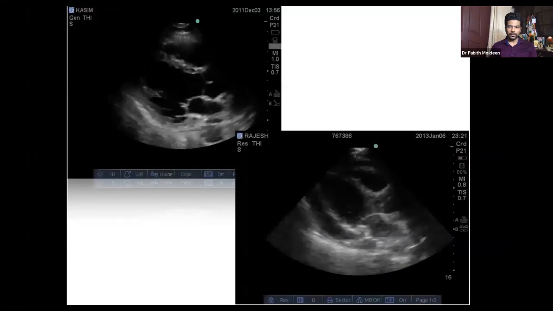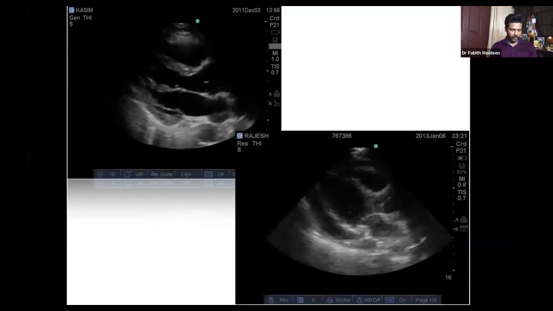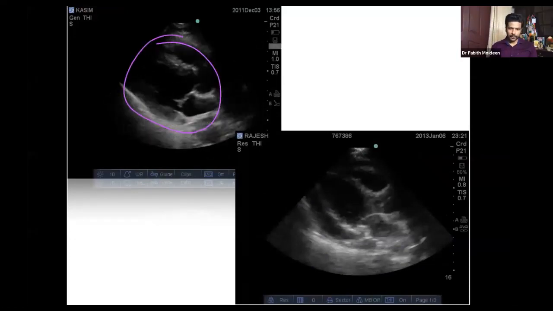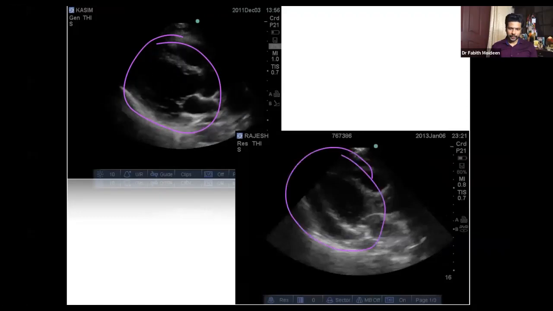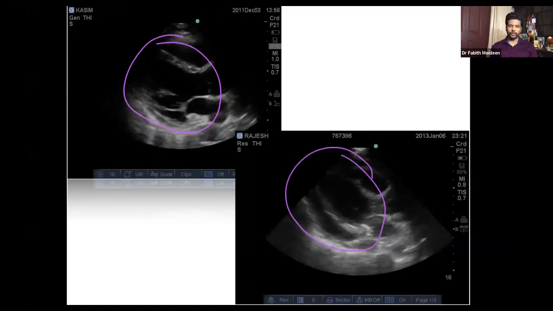This is the normal, just want to show you the comparison. You can see the normal heart here, and you can see the pericardial effusion there. All right? Okay.